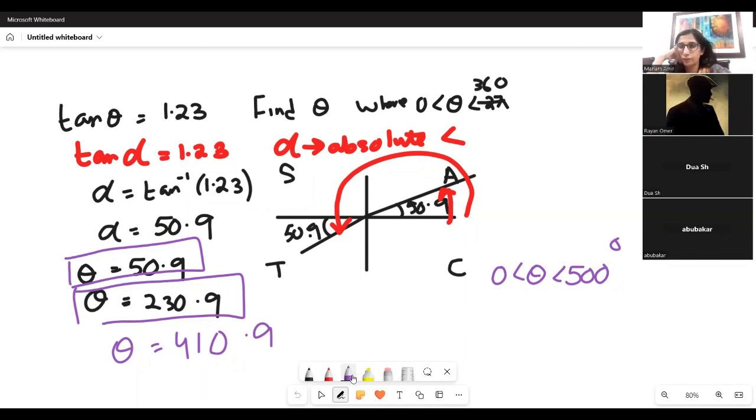Okay? Everybody? So you have to keep an eye on the domain. It's not always going to be between 0 and 360 degrees. Abu Bakr and Ryan, is this clear?